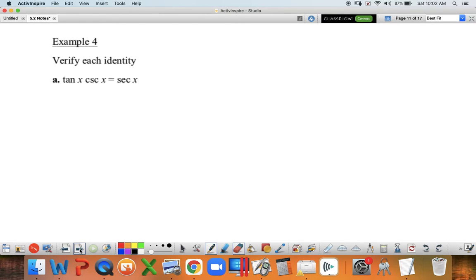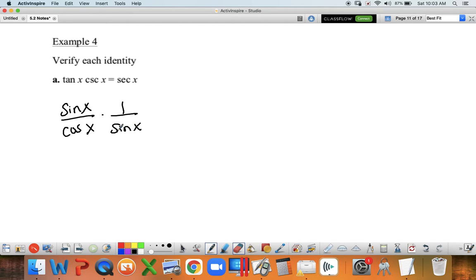We're going to verify each identity. This one is pretty straightforward. If you want to try to pause this and do this on your own, I would urge you to do that. So the left-hand side is more complicated. And what I want to do is, I don't see any squareds in there, right? I don't have a Pythagorean identity to use. So I'm going to replace tangent with sine over cosine. And then I'm going to replace cosecant with 1 over sine.